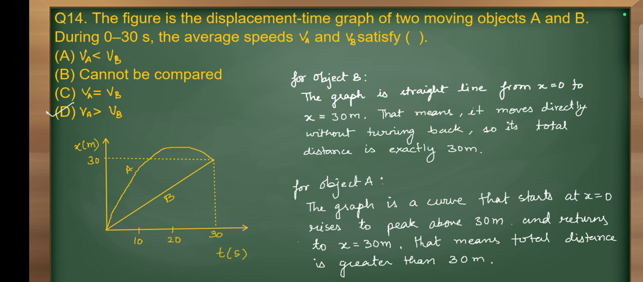For object B, the graph is a straight line from x equal to 0 to x equal to 30. That means it moves directly without turning back. So its total distance will be exactly equal to 30 meter.